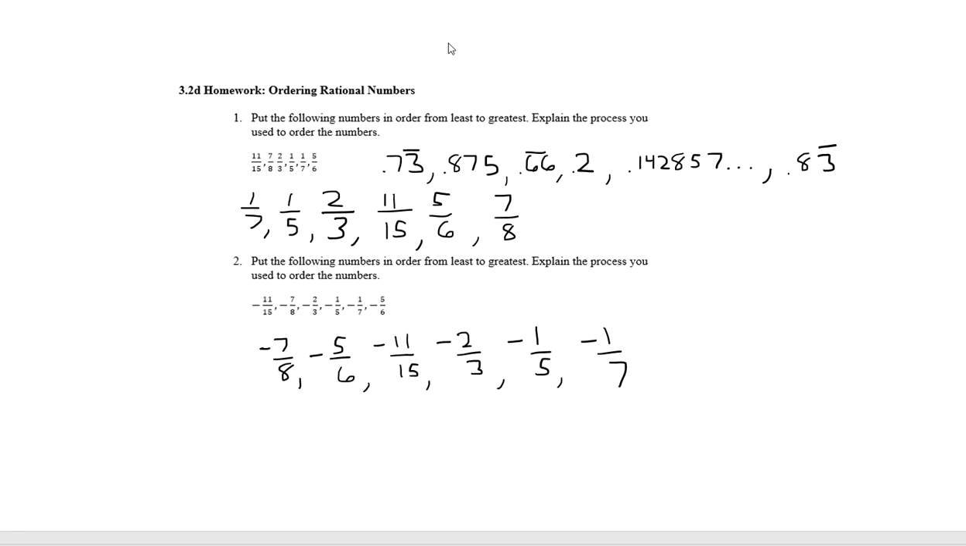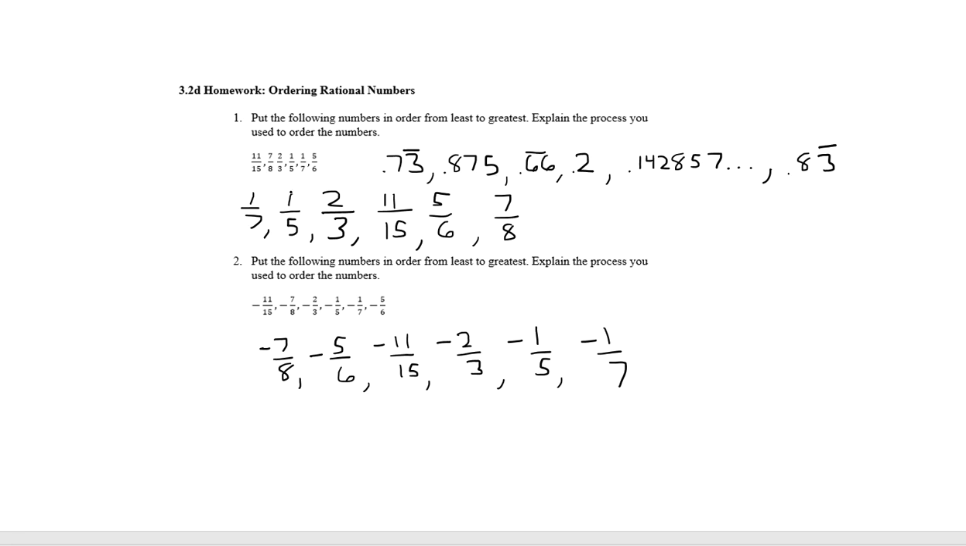This homework was called Ordering Rational Numbers. Remember that when you are going to put rational numbers in order, they either have to all be fractions or they have to all be decimals in order to be able to compare them the easiest.